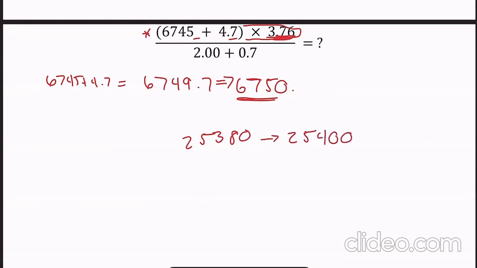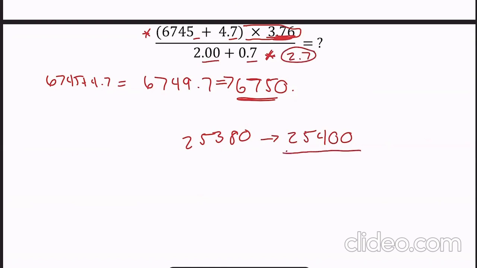25400. And I've rounded it to 3 significant figures. Well, now let's do this bottom portion here. 2 past the decimal, 1 past the decimal, 2.7, and I'm 1 past the decimal. That's the rules for addition and subtraction.